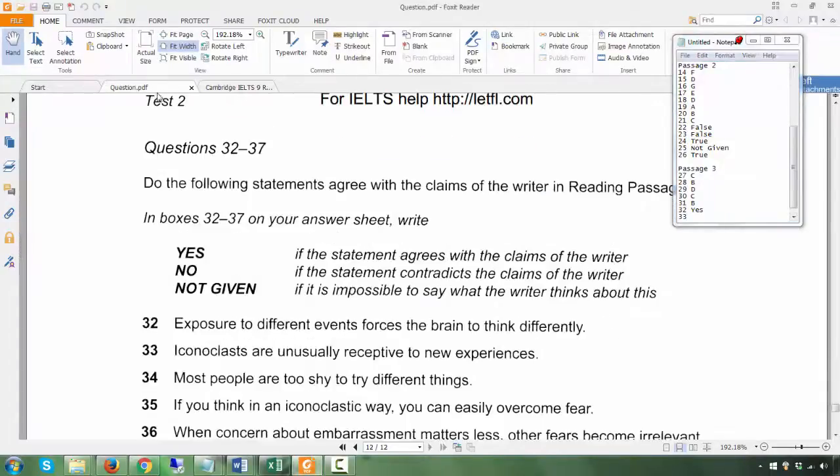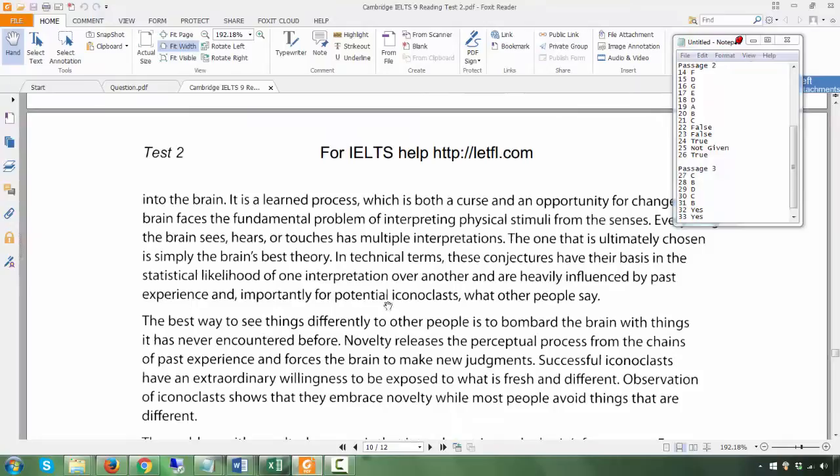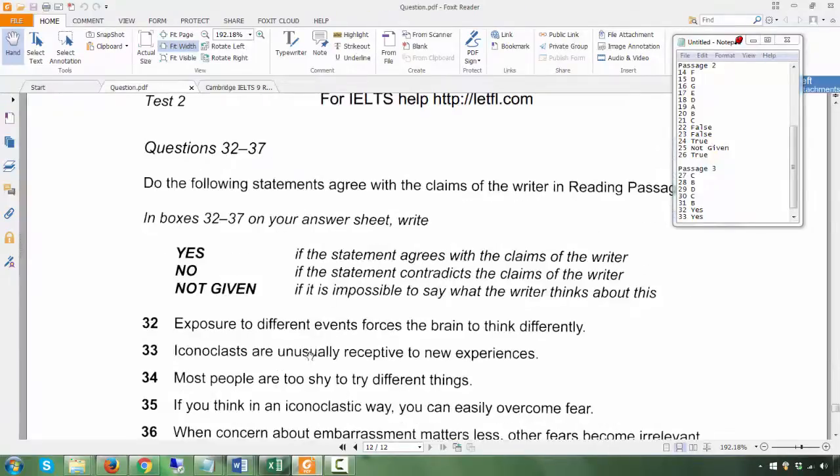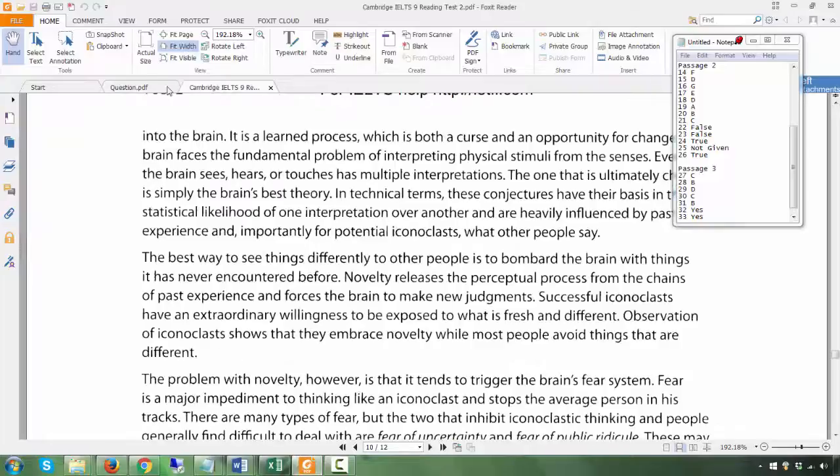33. Iconoclasts are usually receptive to new experiences. Yes, again, just below that: successful iconoclasts have an extraordinary willingness to be exposed to what is fresh and different. So they are usually receptive. That means they're open to new experiences, exposed to what is fresh and different.